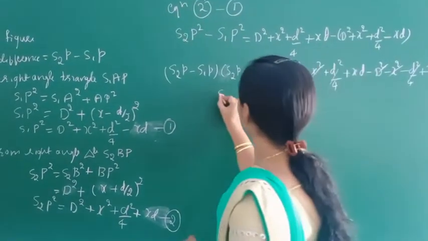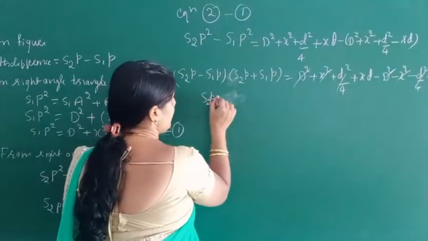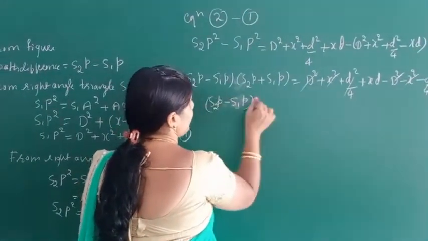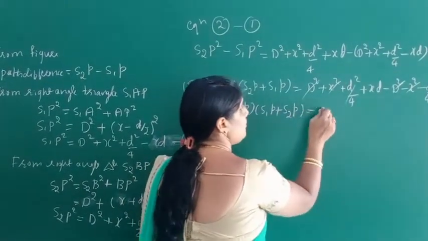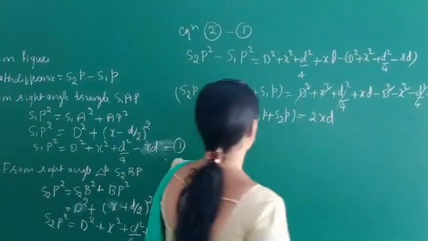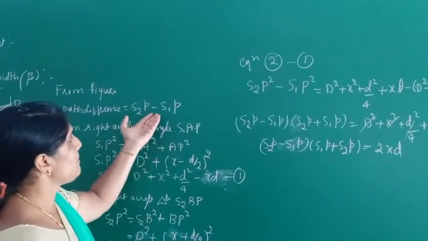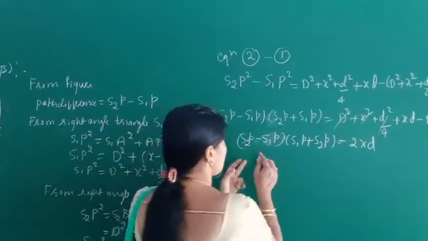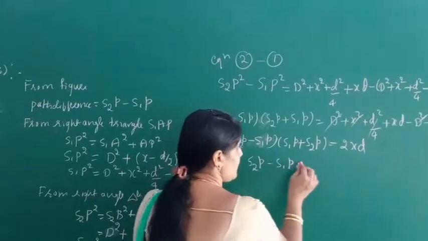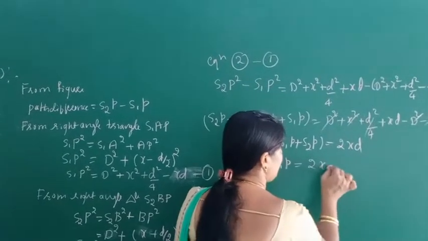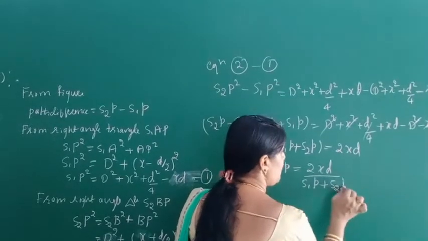So S2P minus S1P into S1P plus S2P is equal to 2XD. Here, we want to derive the expression for path difference. What is path difference? S2P minus S1P. So this equation becomes S2P minus S1P is equal to 2XD divided by S1P plus S2P.